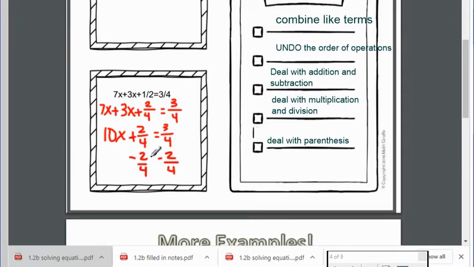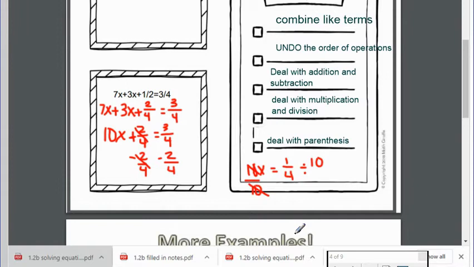I have 3/4 minus 2/4, which is 1/4. So right now I've got 10x equals 1/4. Okay, and my last step is to divide by 10. All right, I'm going to look at this a little differently because I've got a fraction. So I'm going to actually write it like this. You can type that into your calculator, 1/4 divided by 10, and you can definitely figure it out.